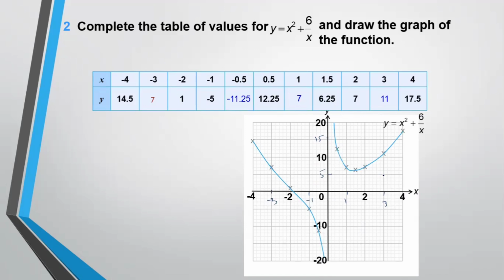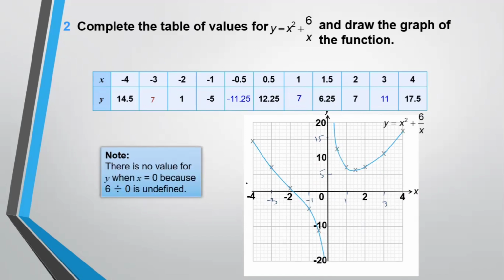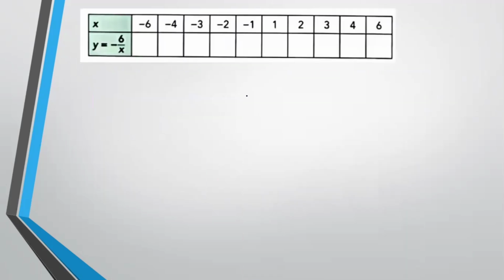Got it? Let's take one with the negative values. Again here, there is no value for y when x is 0 because 6 upon 0 is not defined. Let's solve one question with y is equal to minus 6 upon x. So put the value of minus 6. Minus 6 upon minus 6, you get positive 1. Minus 6 upon minus 4, you get positive 1.5. Minus 6 upon minus 3, you get 2. Minus 6 upon minus 2, you get 3. Minus 6 upon minus 1 is 6.